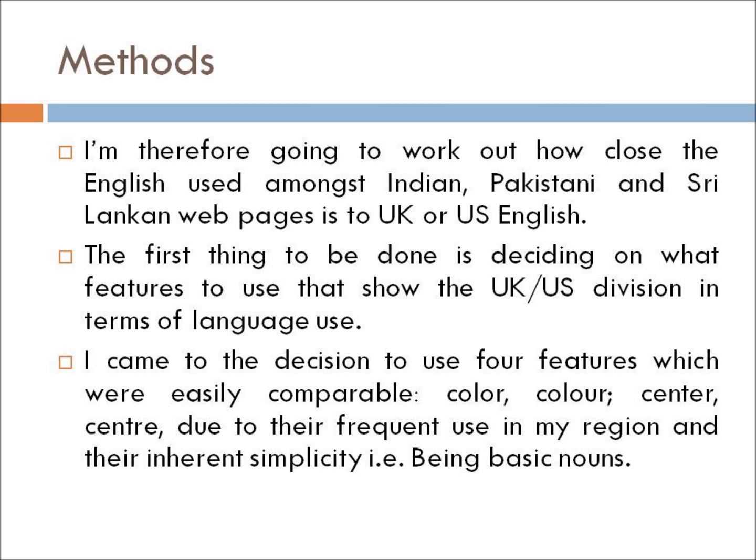The first thing to do was to decide on what features to use that show the UK-US divide in terms of how they use English. I decided to use 4 features which were easily comparable. The US colour spelt C-O-L-O-R, the UK colour spelt C-O-L-O-U-R, the US centre spelt C-E-N-T-E-R, and the UK centre spelt C-E-N-T-R-E. This was because of their frequent use in my chosen region and how simple they were, that is, being basic nouns.